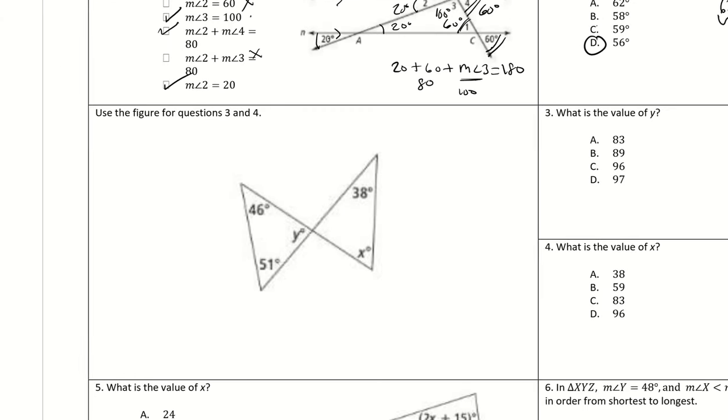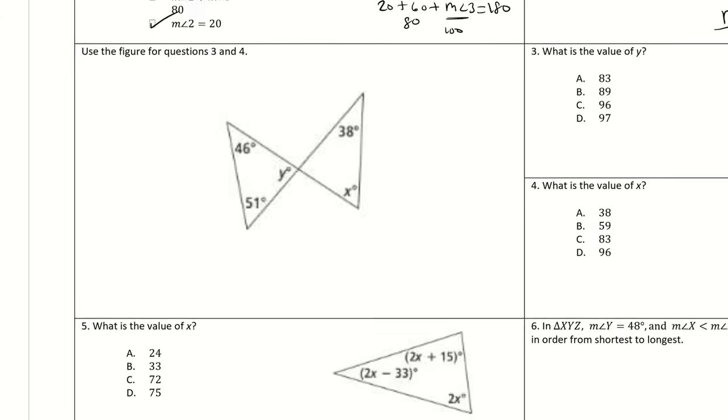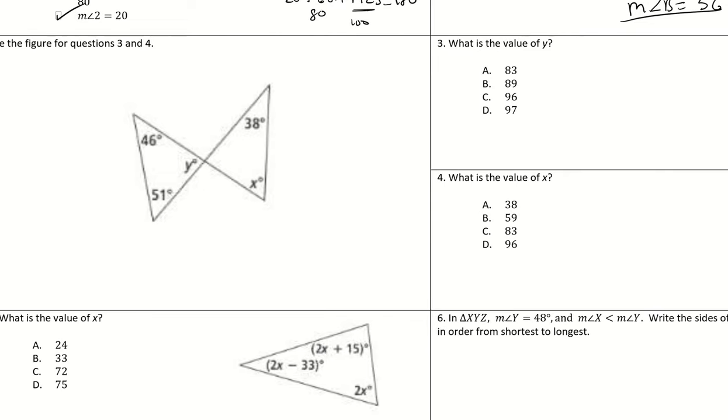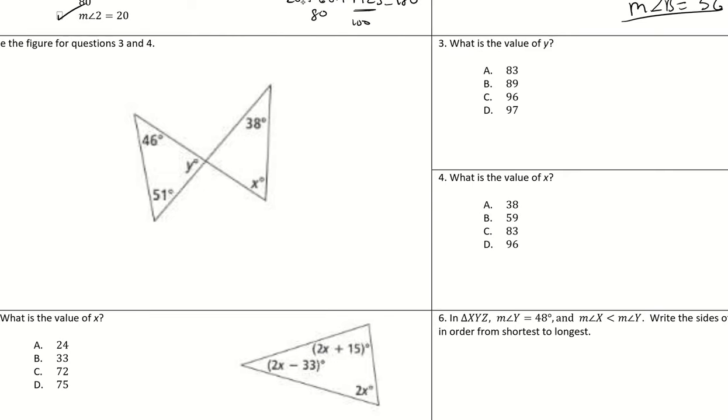All right, so it says use the figure below for questions 3 and 4. In this case, notice we have vertical angles here. So this is congruent to this. Those are vertical angles, so they must be congruent. Let's see, is there anything else they tell us?